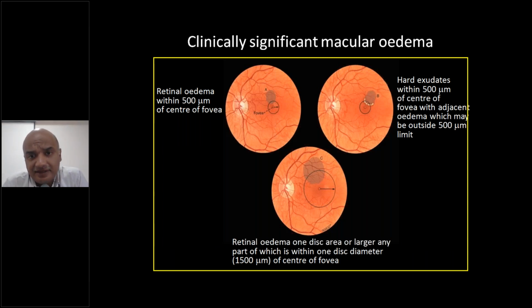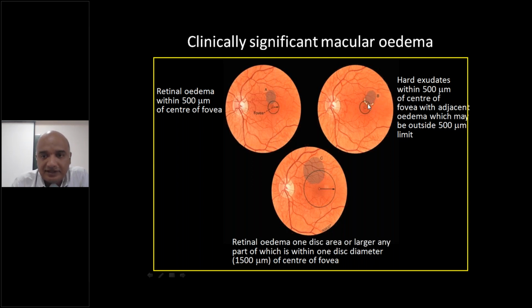Now, if a patient is having macular edema, what is the significance of macular edema? Macular edema is nothing but when there is swelling of the retina in the center of the macula. Now, this is the macula. Here you have the fovea. When there is a retinal edema within the central 500 microns from the center of the fovea, this is an area of edema which is occupying within 500 microns of the center of the fovea.